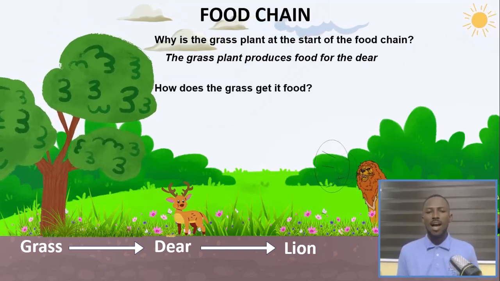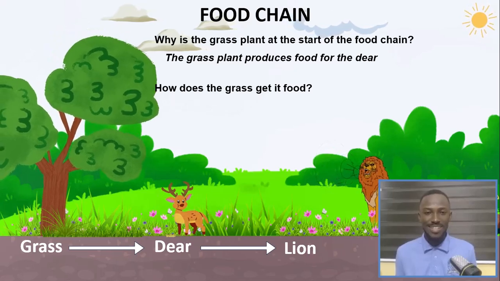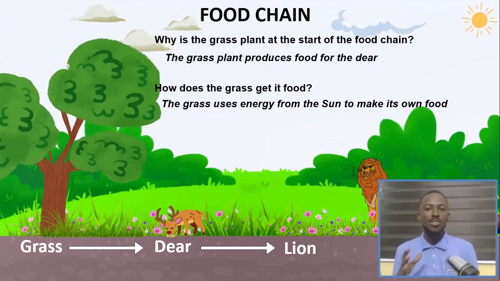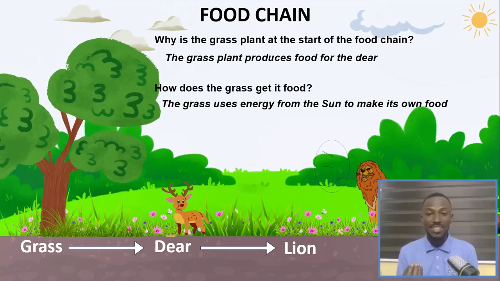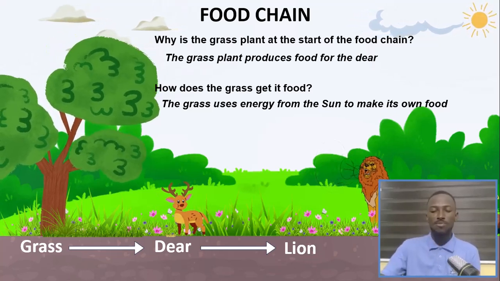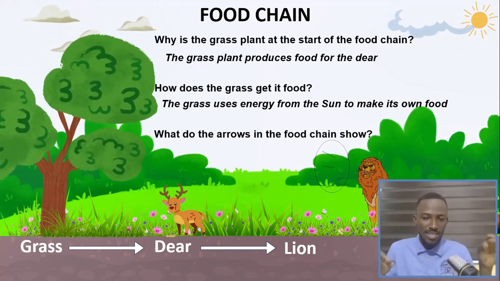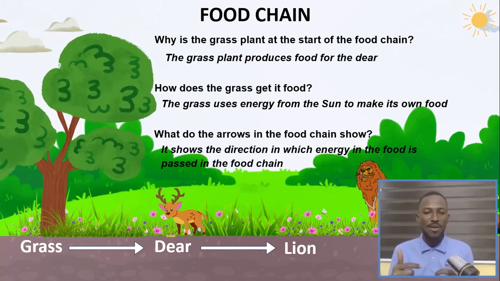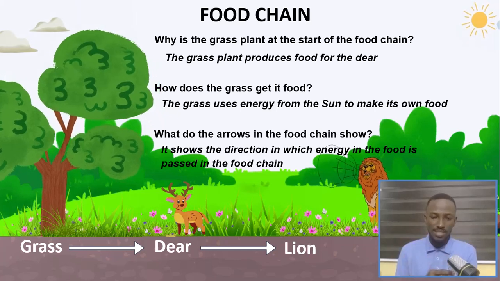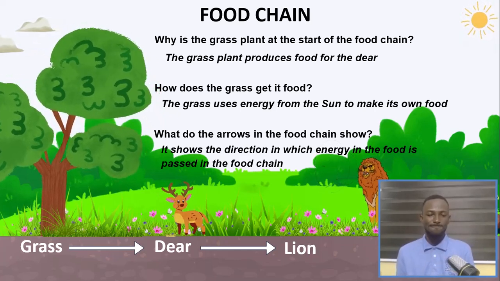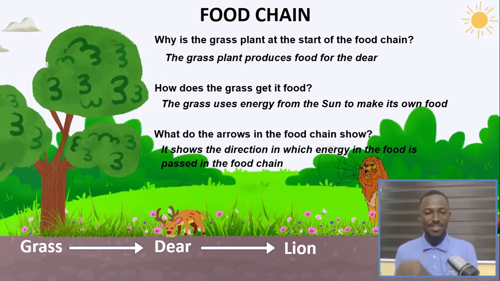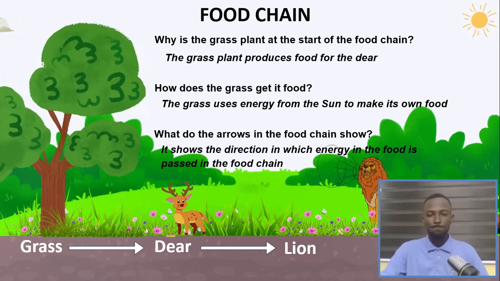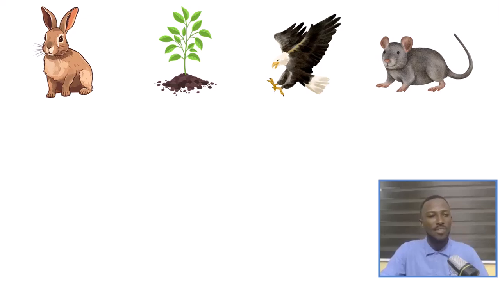Now our next question is, how does the grass get its food? Well, it gets its food by means of photosynthesis. So the grass uses energy from the sun to make its own food, just like we discussed earlier. And what do the arrows in the food chain show? The arrow shows the direction in which energy in the food is passed in the food chain. That is why the direction of the arrowhead, where it points, is so important. We've discussed a lot and we've learned a lot.